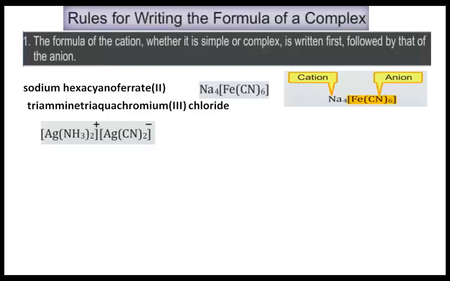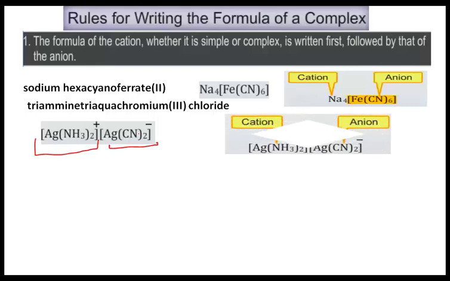Now this is a complex in which both cations and anions are there, and both are in complex form. So first we will write this complex cation [Ag(NH3)2]+, and the counter anion will be [Ag(CN)2]-. So cation and anion as per the first rule for writing the formula of the complex: cations are first written, followed by anions. I think this is clear to you.